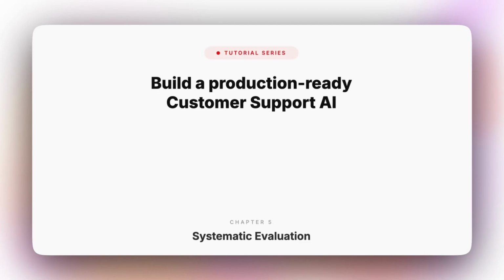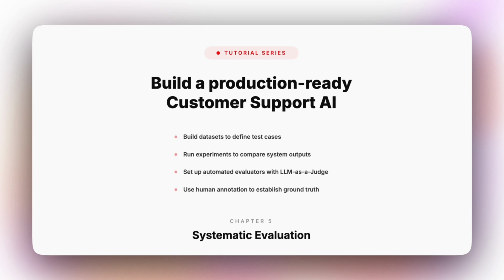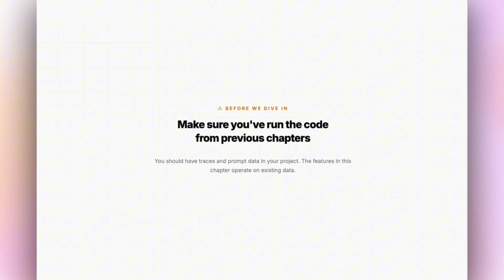Welcome to Chapter 5. You've built a support system that traces every interaction, groups conversations into sessions, manages prompts through a version-controlled repository, and attaches quality scores to traces. This chapter covers the complete evaluation lifecycle: building datasets, running experiments, setting up automated evaluators, and using human annotation to establish ground truth. Before we dive in, make sure you've run the code from previous chapters so there are traces and prompt data in your project.